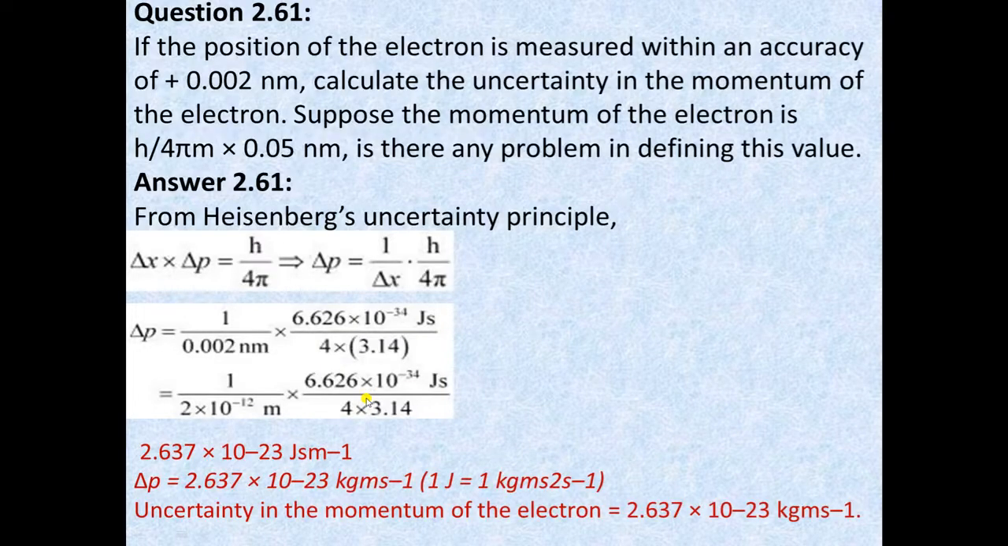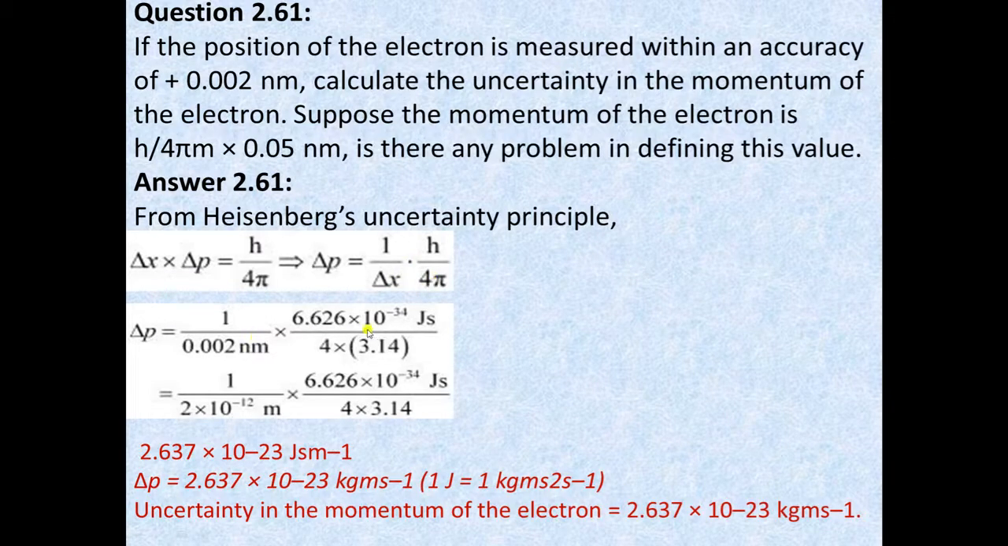Question number 61. If the position of the electron is measured with an accuracy of plus minus 0.002 nanometer, calculate the uncertainty in the momentum of the electron. Suppose the momentum of the electron is h upon 4 pi m into 0.05 nanometer. Is there any problem in defining this value? So here formula of Heisenberg uncertainty principle is delta x into delta p is equal to h upon 4 pi. Okay, we want to find out uncertainty in momentum, so you can write delta p is equal to 1 by delta x into h upon 4 pi.